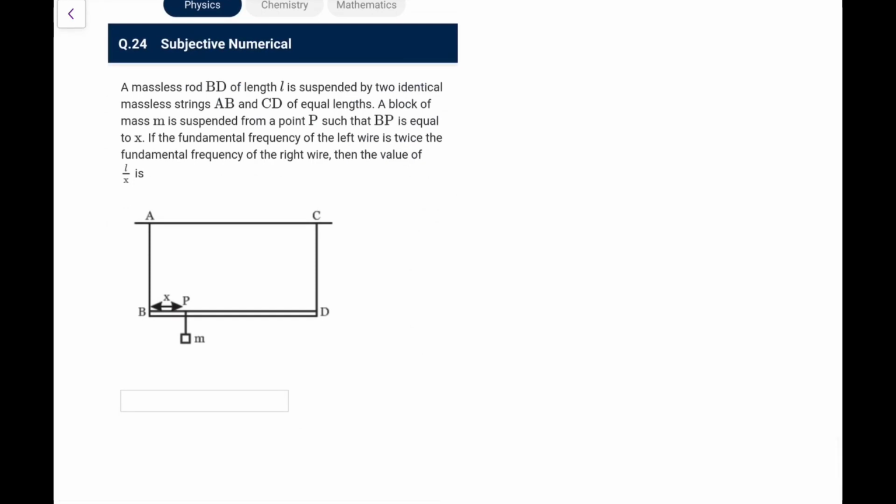Next, a massless rod BD of length L is suspended by two identical strings AB and CD of the same length. A block of mass M is suspended from P such that BP is equal to X. If the fundamental frequency of the left string is twice the fundamental of the right, then what is the value of L by X? Because the rod is massless, balancing torque about this point, with tensions T1 and T2, T1 into X equals T2 into L minus X. So T1 by T2 is L minus x by x.